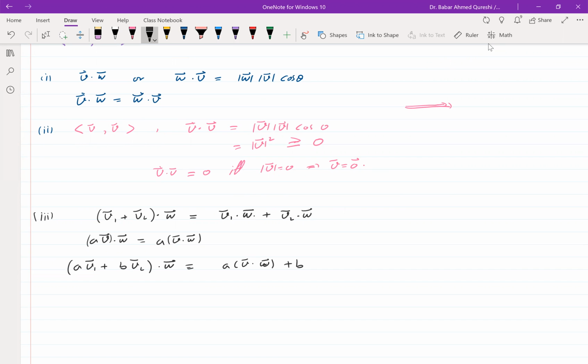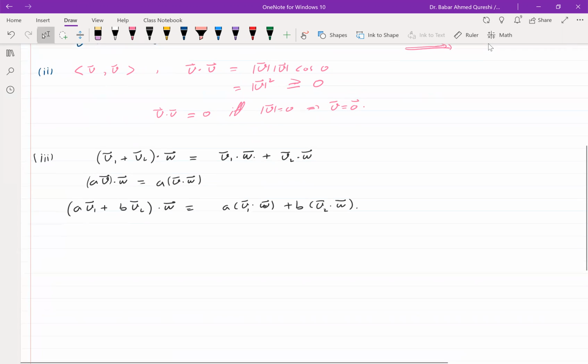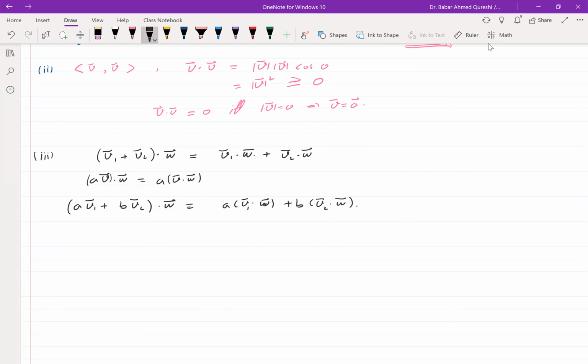Plus B times. And since in the scalar product you can change the order, first write the W and then write the V's, it works. It doesn't matter if I have a sum in the second vector. So I will also have this property.